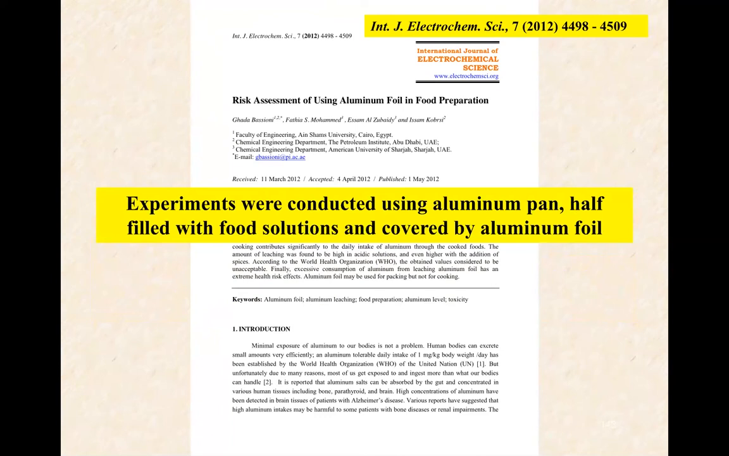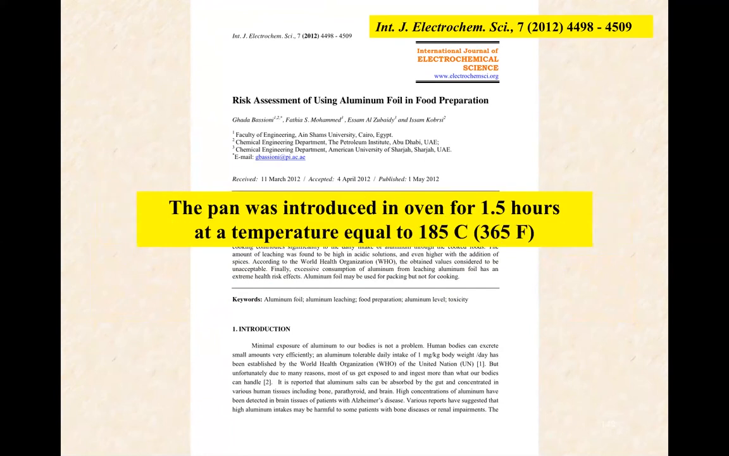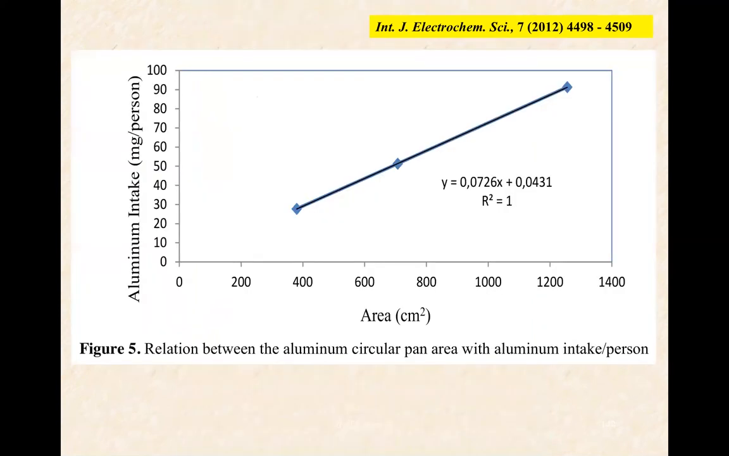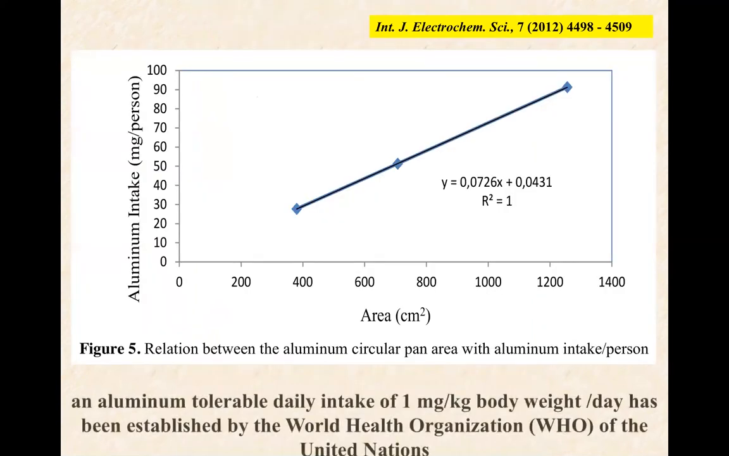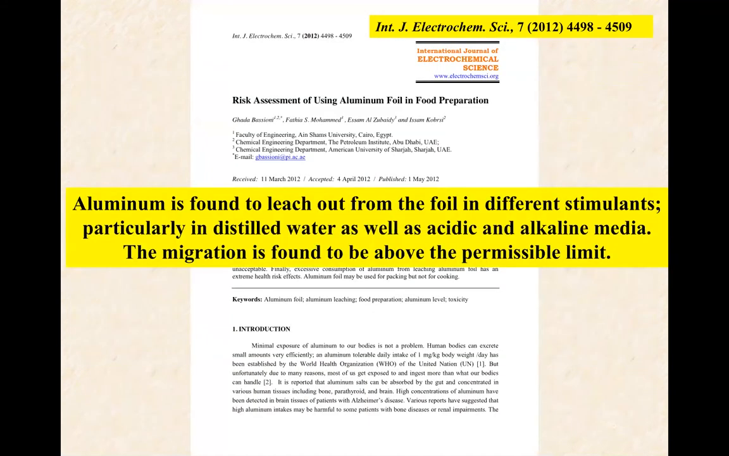They did experiments with aluminum pans, like you bake a turkey in an aluminum pan, half filled with food solutions and covered with aluminum foil. It was heated to 185 degrees centigrade, which is 365 Fahrenheit. That's the temperature you do turkeys at, right? And the amount of aluminum in the food just kept going up and up and up, depending on the size of the pan and the size of the aluminum foil on top of the turkey.